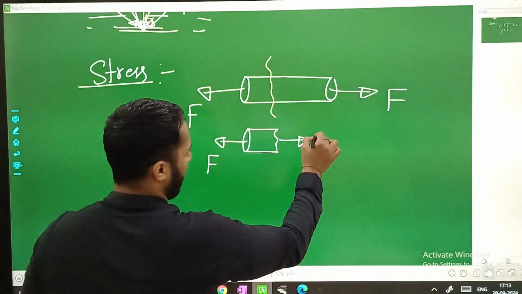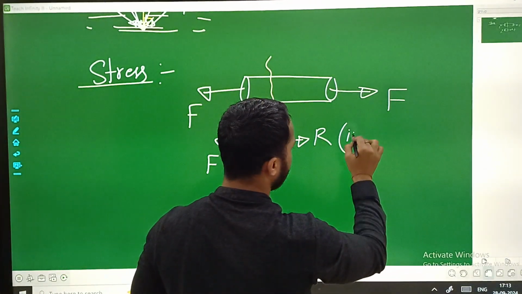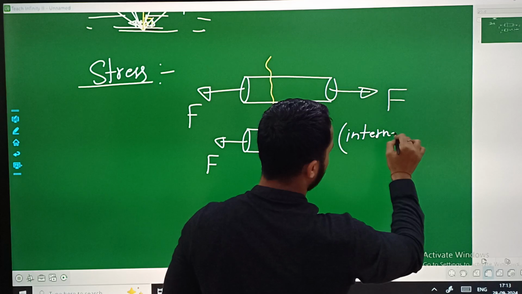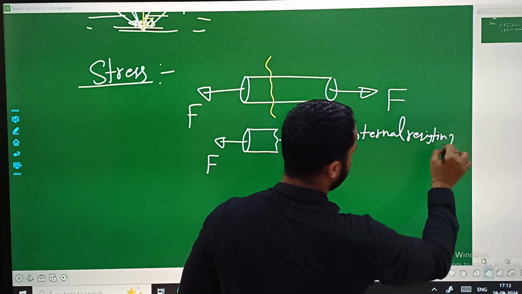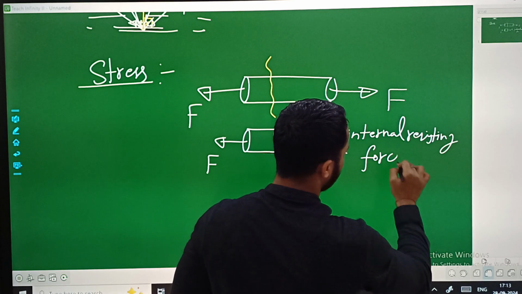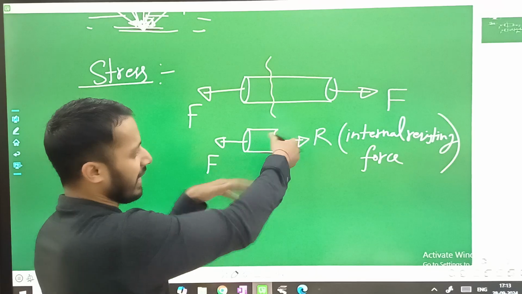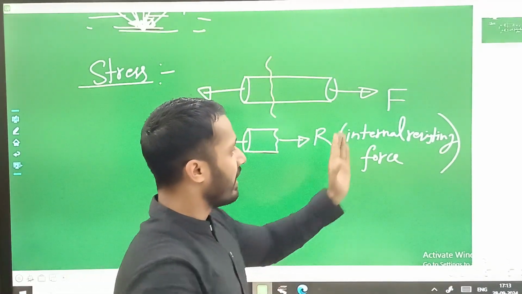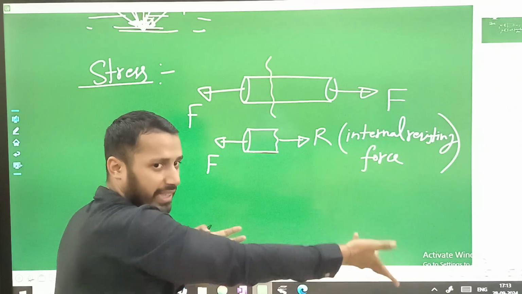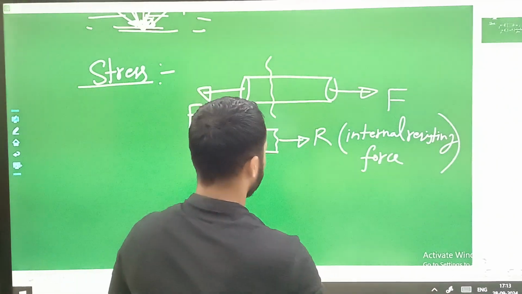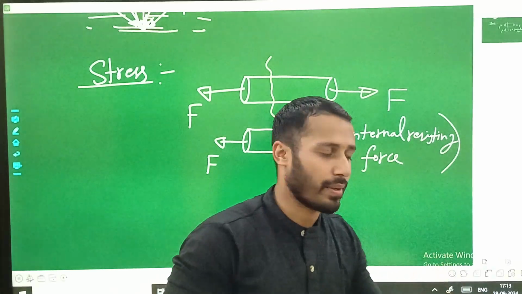So this I am representing by R. So this R is known as internal resisting force. Why are we saying internal resisting force? Internal, because it's developed inside the rod; resisting, because this reaction is resisting this external force. Yes or no?